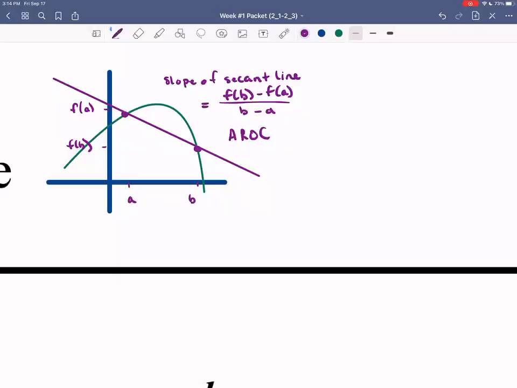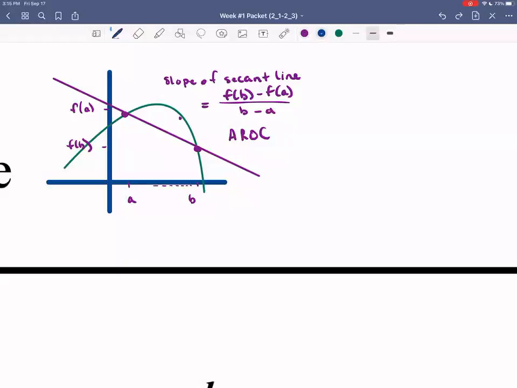And now, as we bring B closer and closer to A, so as our secant lines are defined over a smaller and smaller interval, we approach this beautiful line that intersects our graph at just one point. And that line is called a tangent line to our graph at the point.